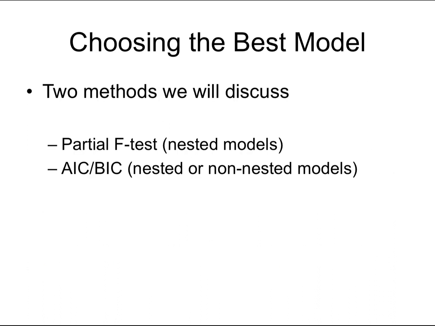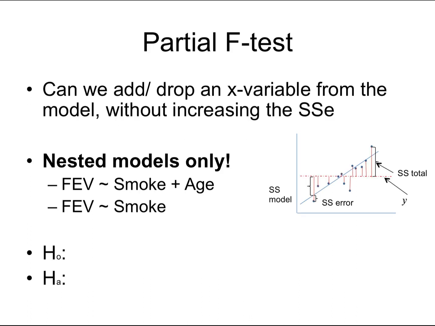So how do you choose the best model then? There are two methods that we will discuss. The first is the partial f-test. This test uses ANOVA to compare nested models and tells us if we can add or drop an explanatory variable from our model without increasing the sum of squared error. The partial f-test uses ANOVA to compare nested models only.